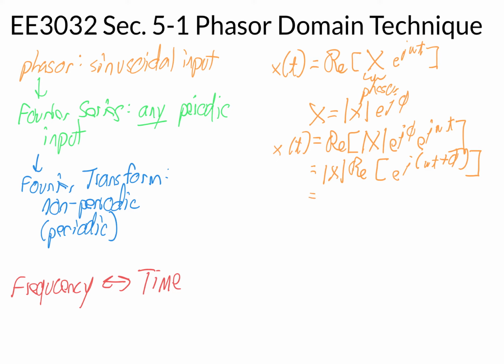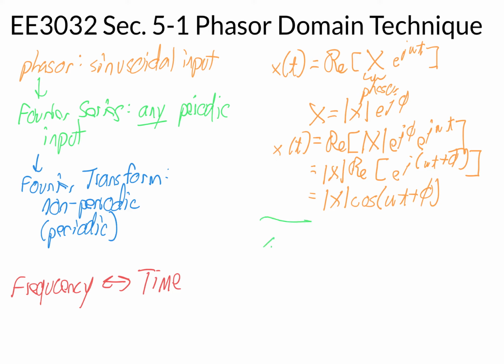And now if we simplify further, we see that we have this magnitude x, which comes from the phasor, and the real part from Euler's formula of that exponential is just the cosine of the phase term, omega t plus phi. So we recall that the phasor is giving us, through its magnitude, the amplitude of the cosine, and through its angle, the phase shift of the cosine.